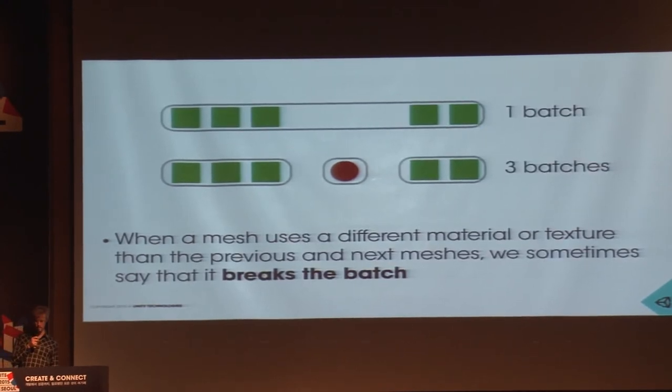When a mesh uses a different material or texture than the meshes that come before and after, we sometimes say that it breaks the batch. This is because the meshes that could otherwise have been rendered in a single batch are broken up into multiple batches.